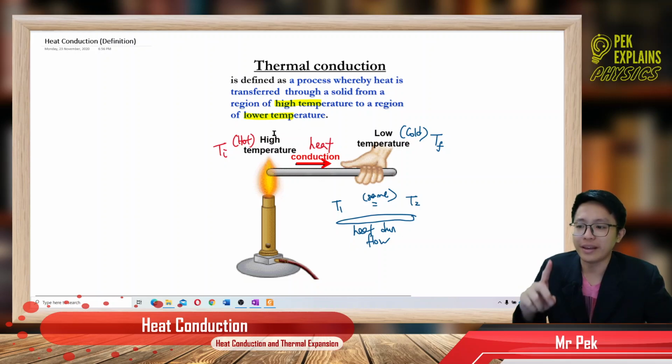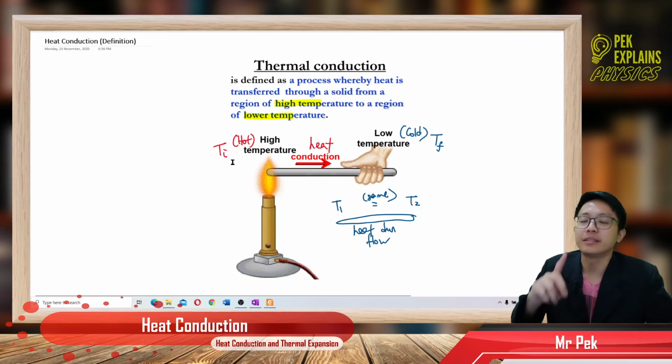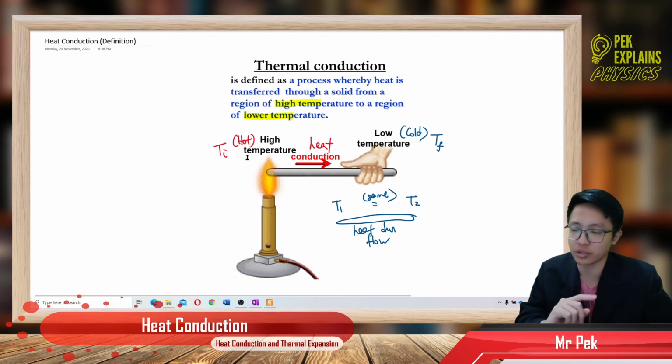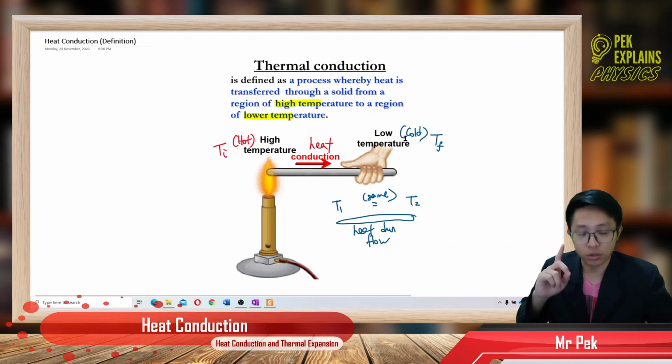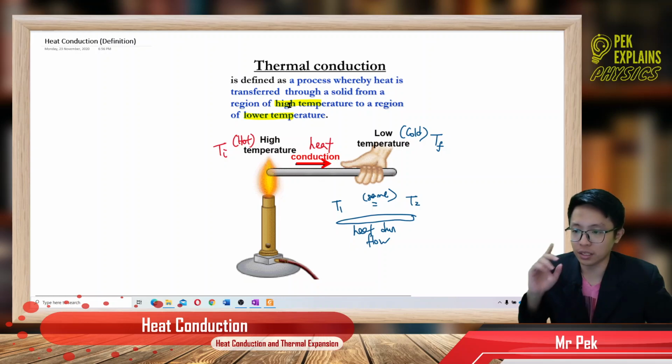So heat only flows when there is a difference in temperature. Like this one, you have a hot end and a cold end. Then heat will flow from the hot to the cold end. Heat always flows from high temperature to low temperature. It never flows from low to high temperature. The hot end, the high temperature, is the initial temperature. The low temperature end, the cold end, is the final temperature. Heat always flows from hot to cold. This is called heat conduction. So heat only flows if there is a difference in temperature. If same temperature, heat doesn't flow.